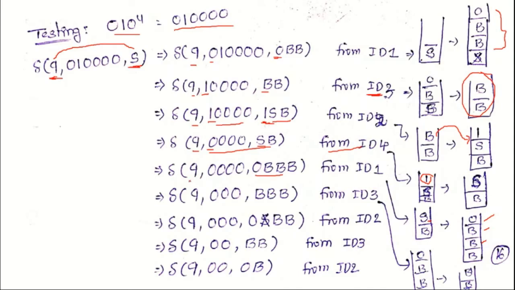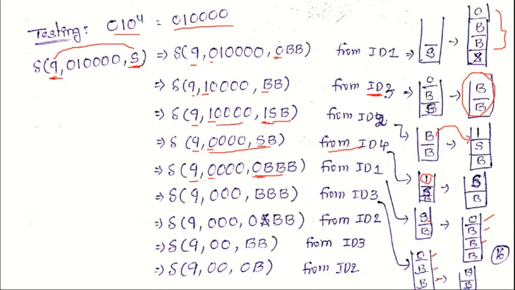Next, the current state is Q, the input is 0, and the top of the stack is 0. That is nothing but Q comma 0 comma 0. From instantaneous description 3 we can perform the pop operation. The stack contains 0, B, B and one more B also. The top of the stack will be popped from the stack, and the stack remaining contains 3 B's.